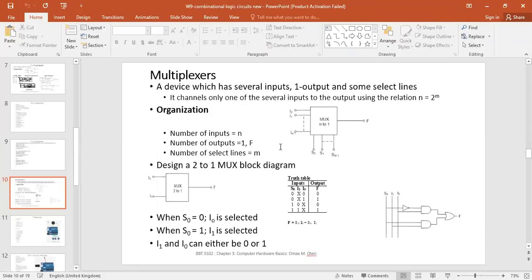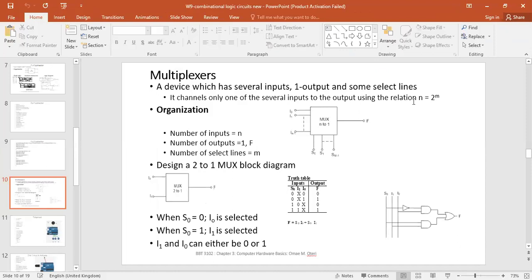Because we have only one output. It's supposed to select only between the three. That might not be the correct explanation.